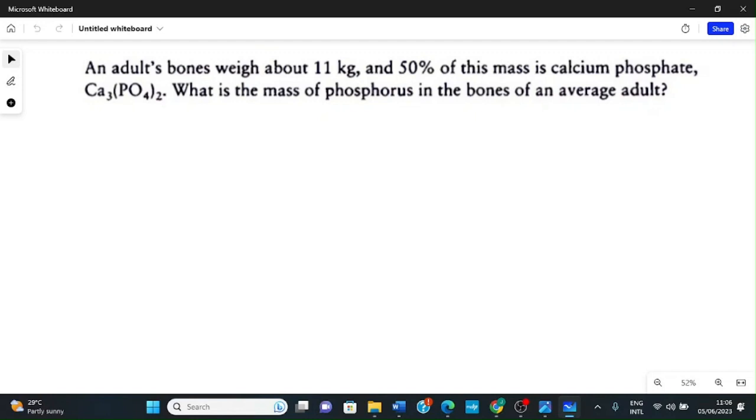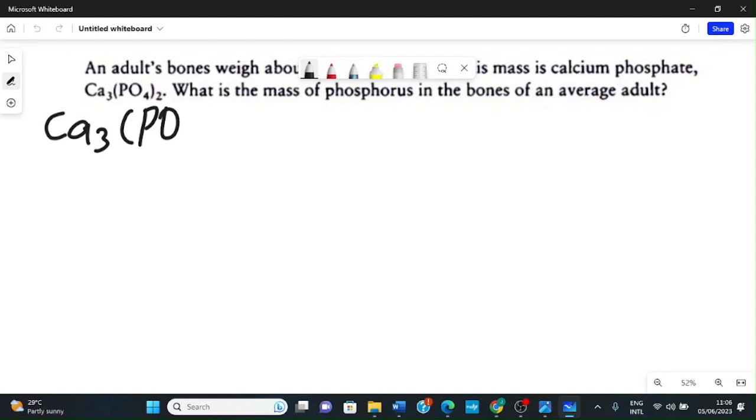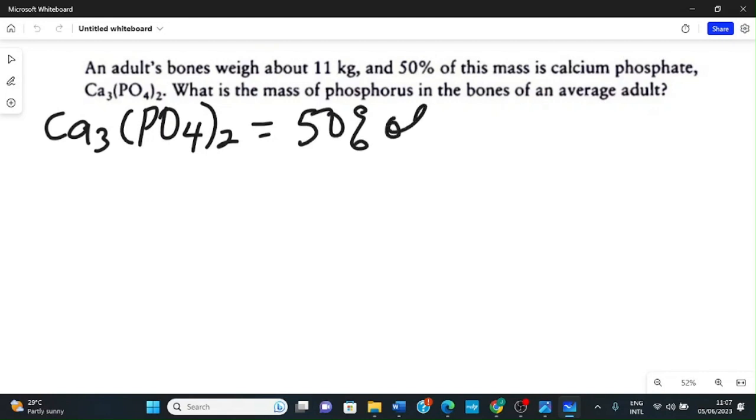So, this calcium phosphate from the question, Ca3(PO4)2. So we have to calculate the mass of calcium phosphate. From the question, you say 50% of this mass is calcium phosphate. So the mass of calcium phosphate will be equal to 50% of what? The adult bone, which is 11 kilogram.